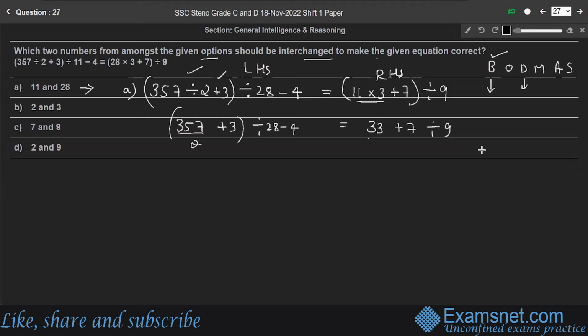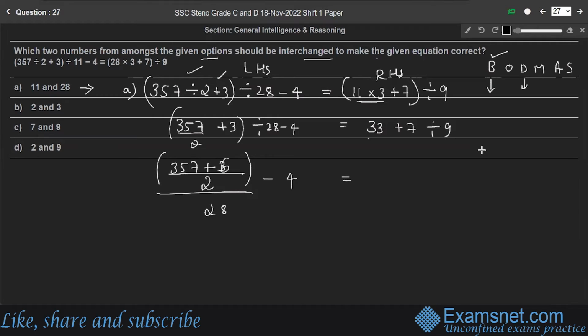So here 357 is not divisible by 2 completely. So we'll take the LCM, and the numerator becomes 357 plus 3 into 2, which is 6, right? Whole divided by 28, whole divided by 28 minus 4.